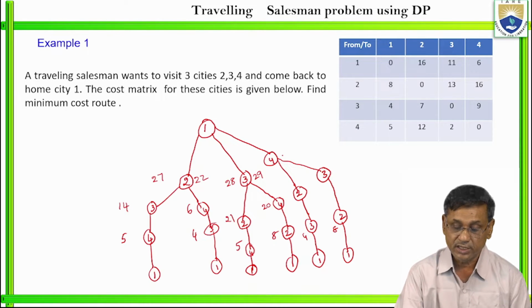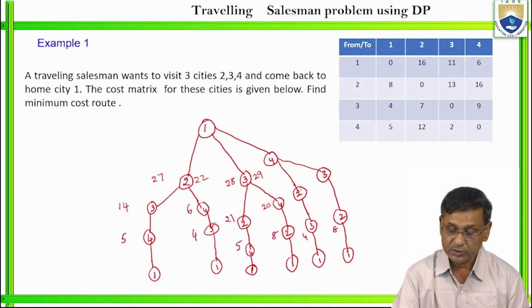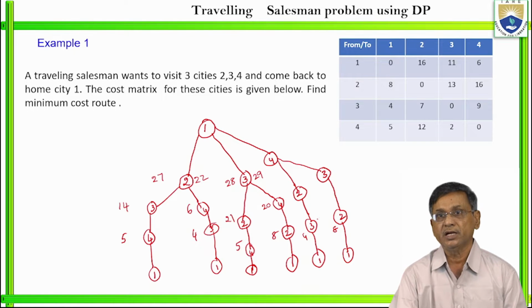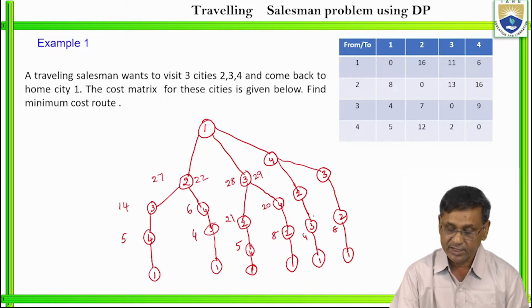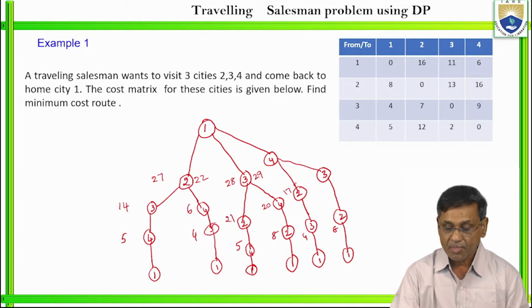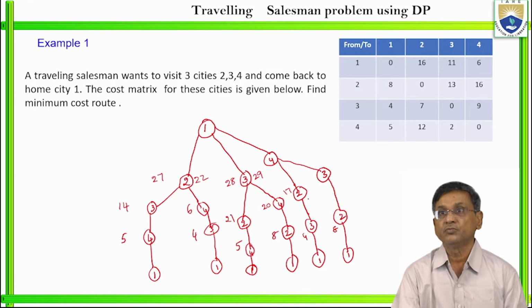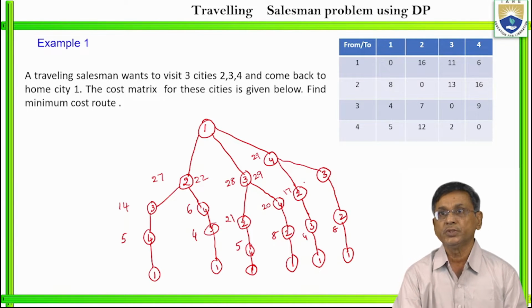Now consider the another one. Suppose if the salesman goes from 4 to 2, 2 to 3 and 3 to 1. In that case, what is the distance or cost from 2 to 3? 2 to 3 is 13. So this is 17 and then 4 to 2. 4 to 2 is how much? 4 to 2 is 12. That is 29.